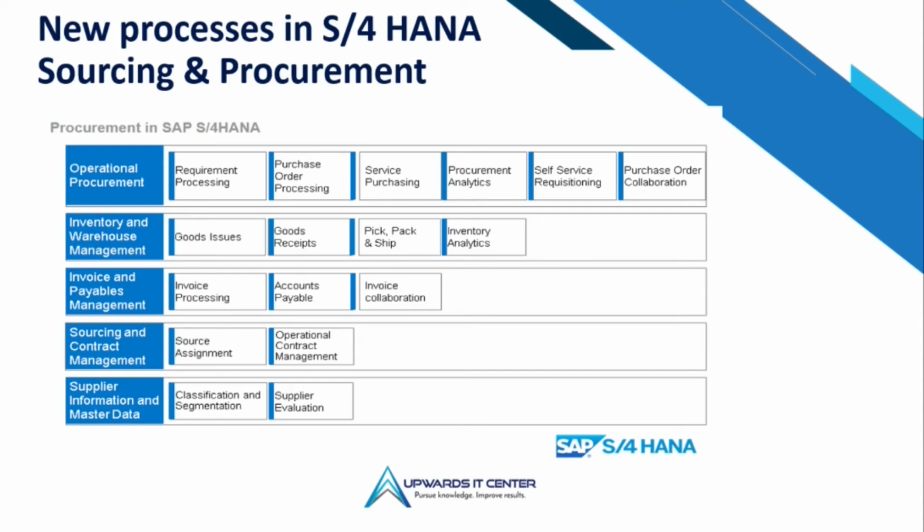Source and contract management. So you have the source assignment. Here we have the apps for source lease, quotation, request for quotation, like we have in the ECC, but we also have some news. For the operation contract management, we have integration with Ariba for contract creation, to search, get suppliers. And finally, in the supply information and master data, we have two capabilities, that's classification and segmentation.